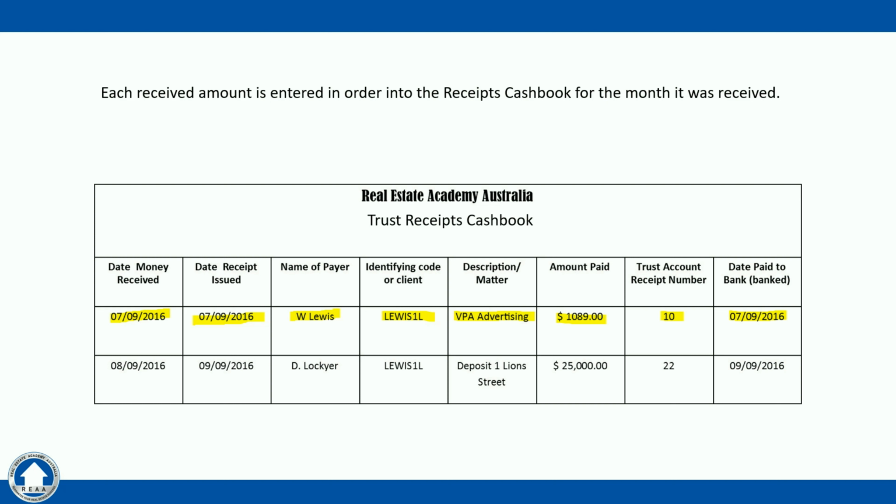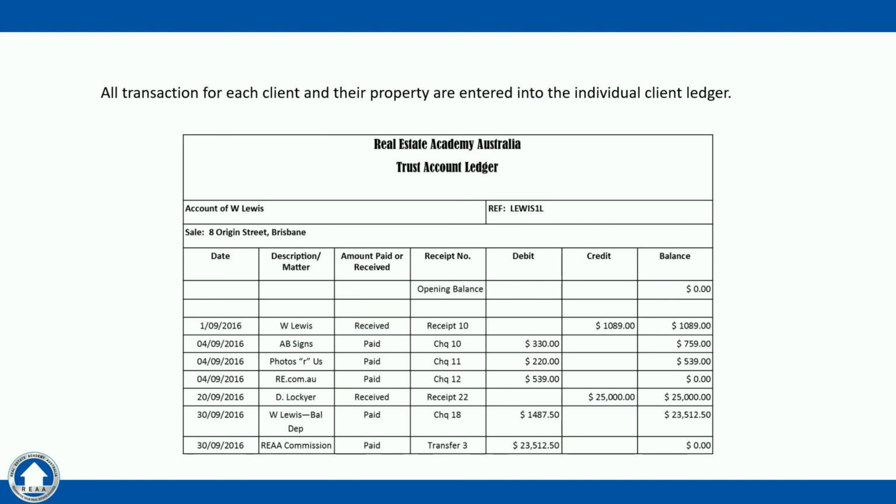And then at the end of that month, we would calculate the total that we have received. The next step after recording the receipt into the receipts cash book is to update the individual ledger that has been affected by the transaction.